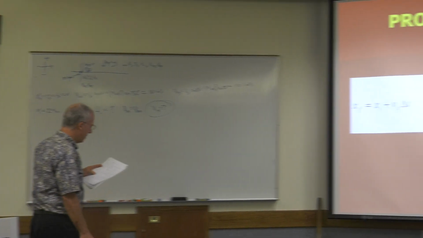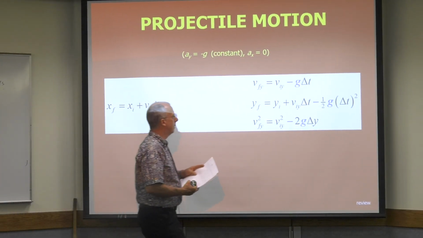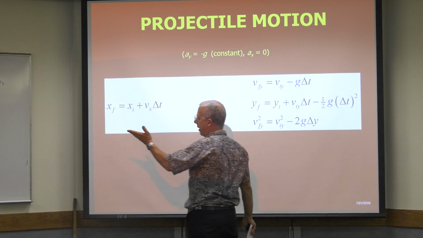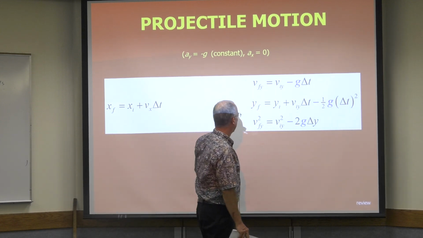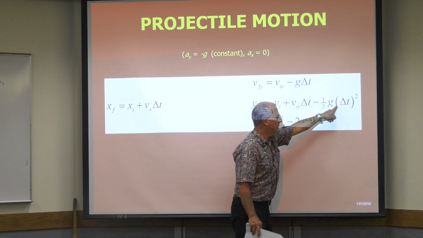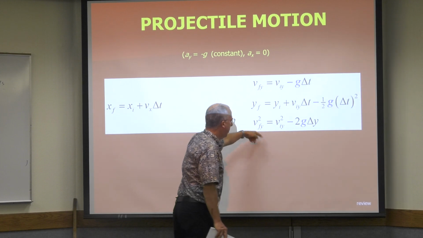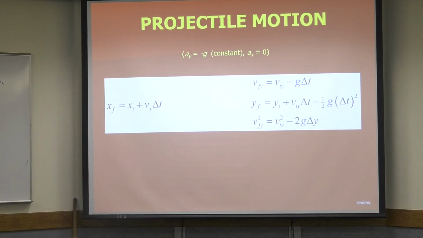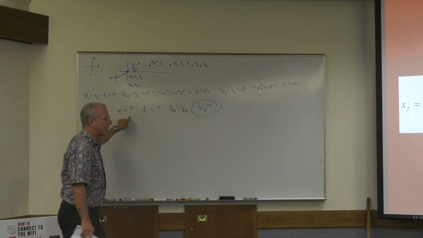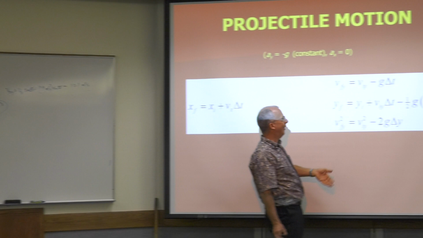Okay, let's see. We want to get v1, but we don't know the time. We can't use that. Well, that doesn't help us because there's no v in it. Now, you think, oh, maybe we can use that. But we can't use that because we don't know delta y. We don't know what the y final is. So we're up a creek without a paddle, right?